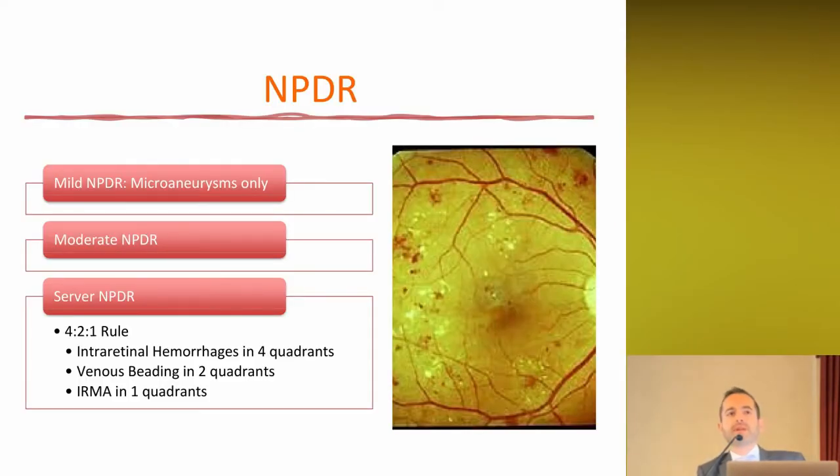So what is mild NPDR? Mild NPDR is a patient who has just microaneurysms. When you look at them, yeah, they have microaneurysms, but that's basically it.